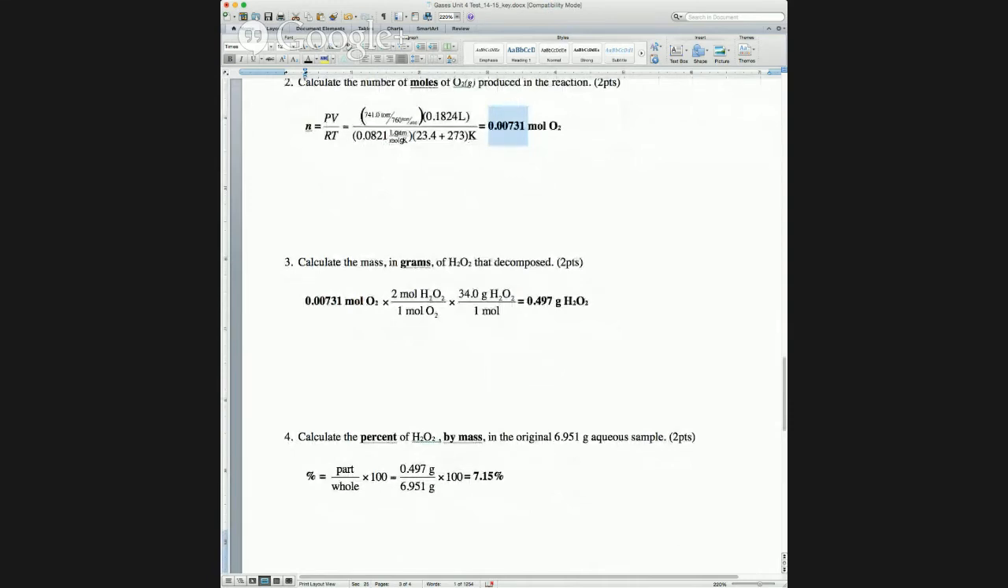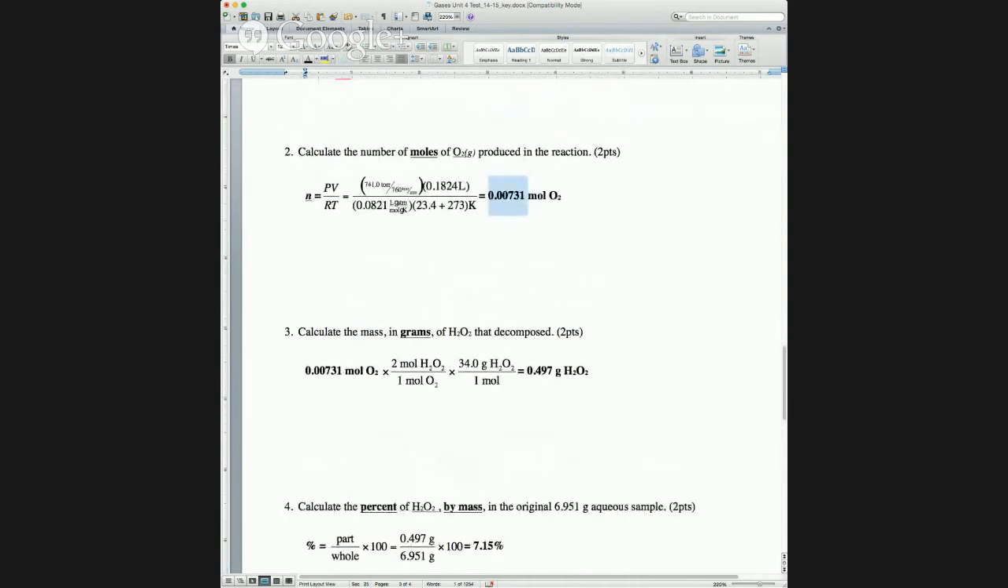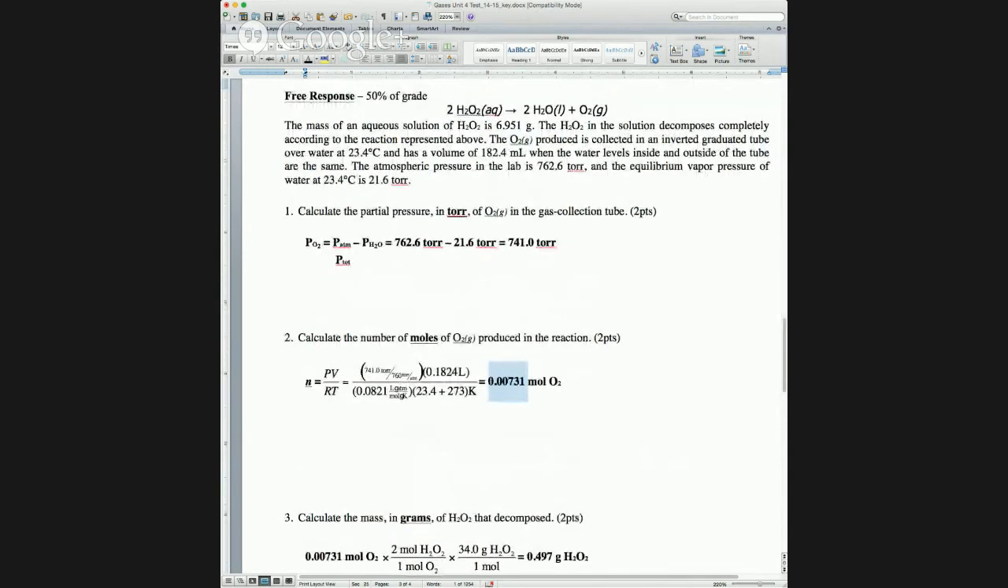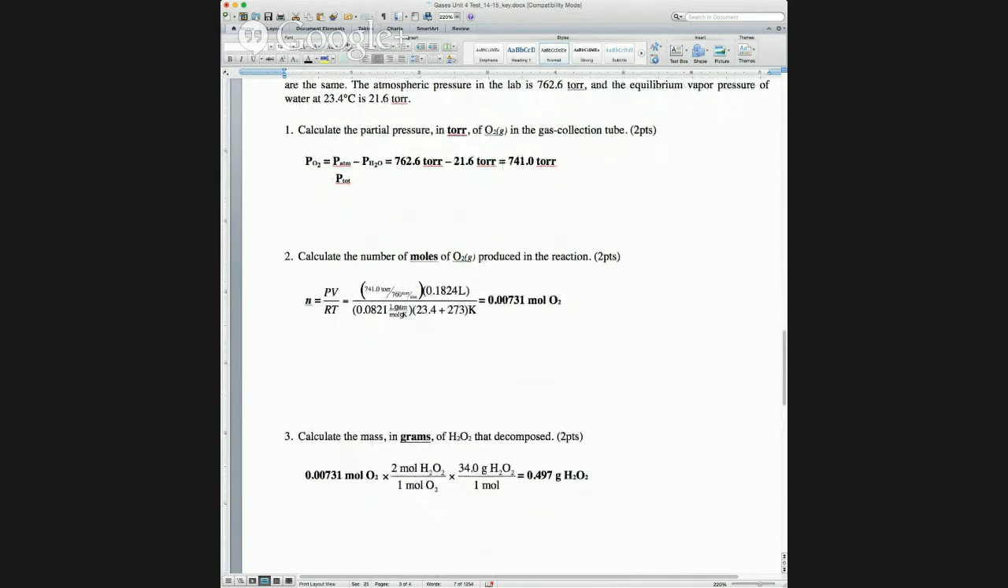Once you have the moles, then you can convert it to grams. Well, for the balanced equation, we give you the balanced equation up here. Okay, so for every 1 mole of oxygen, it gives you 2 moles of hydrogen peroxide. So you get the moles of oxygen gas from number 2. You're running it through your bridge. For every 1 mole of oxygen, you have 2 moles of hydrogen peroxide. For every 1 mole of hydrogen peroxide, that's 34.0 grams. So you're converting it to grams, and you get 0.497 grams of H2O2, or hydrogen peroxide.